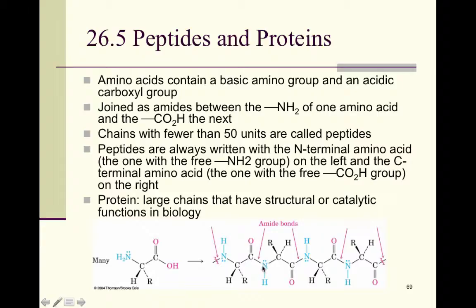Where does that amino acid end? Well, you can always tell it's between the carbonyl carbon and the nitrogen. That's where the amide bond is, also known as a peptide bond.